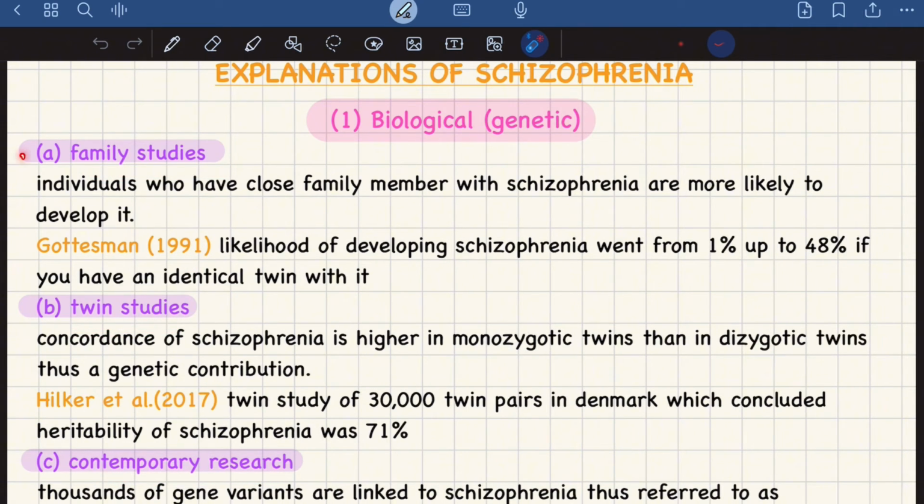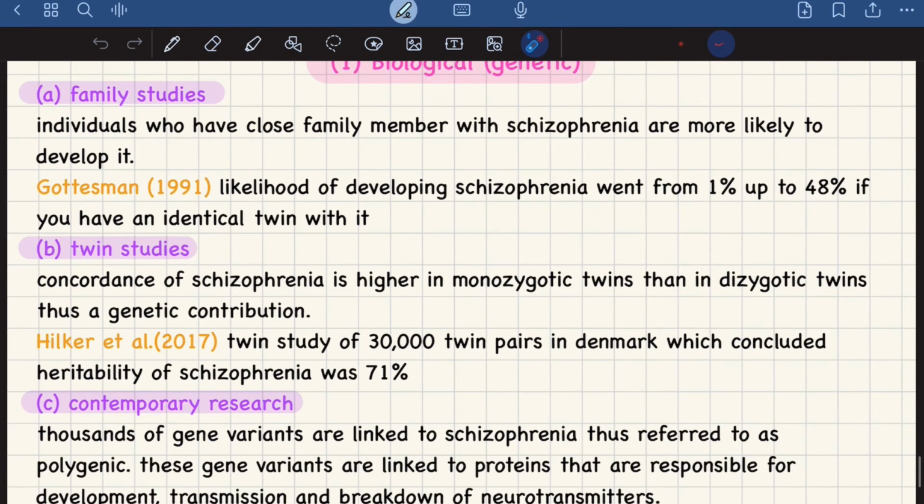First is family studies. So it is believed that individuals who have a close family member that has schizophrenia are more likely to develop it. So for example, if you have a close family member that has schizophrenia, you are more likely to develop it. An example study is by Goetzman. He did a twin study in which the likelihood of developing schizophrenia went from 1% up to 48%, a 47% increase in likelihood of schizophrenia if you have an identical twin with it.